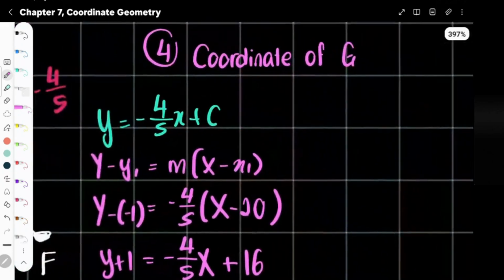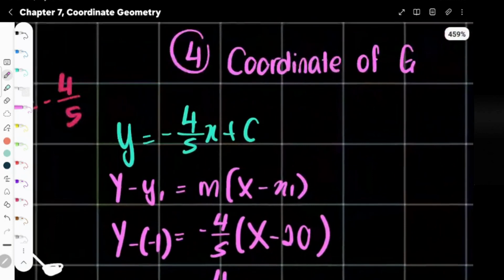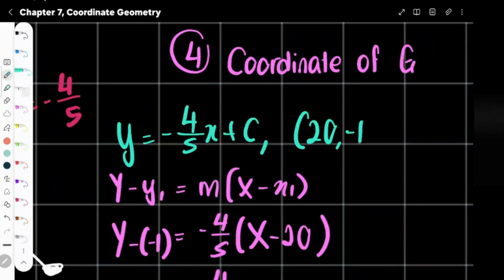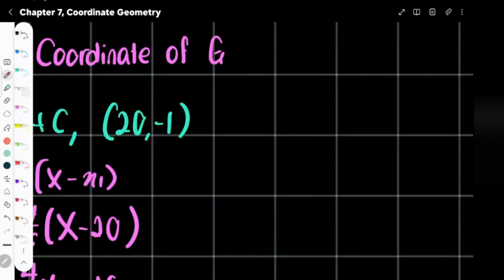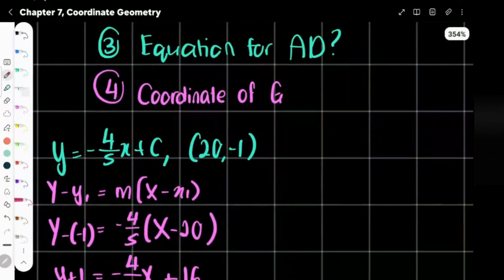So the way to use the second method is, you find this already, now you want to find the value of c. You have the coordinate, which is 20 and negative 1. So you have all the values except c. If you substitute x and y into this, you will get the value of c. So let me show you how to do the manual, original way.